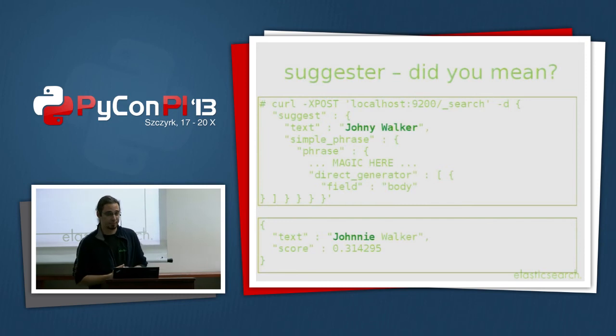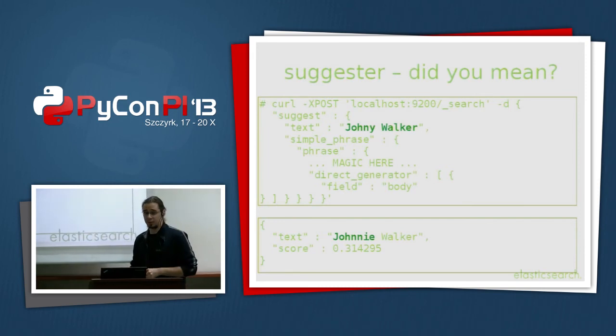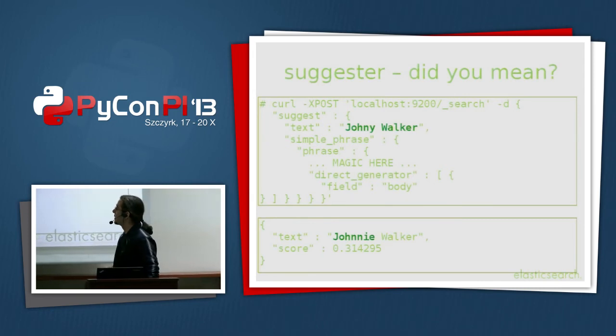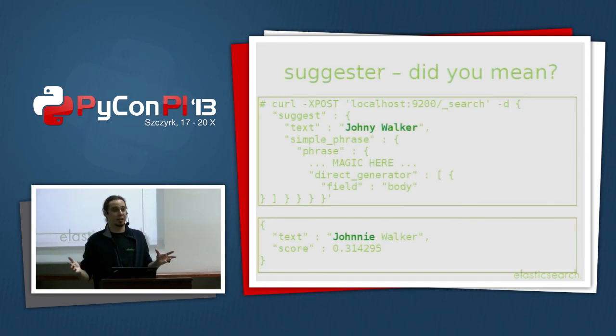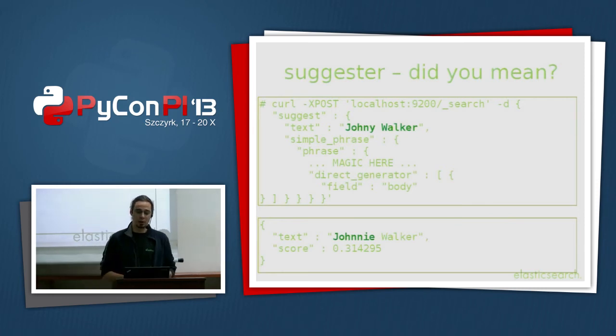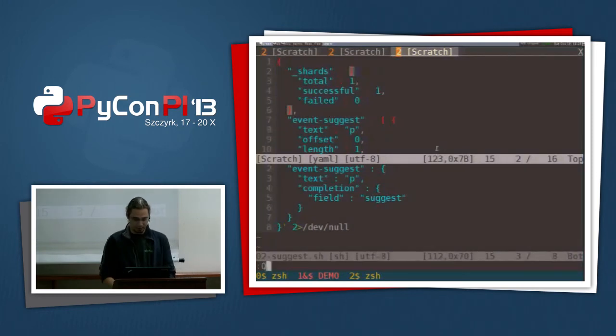Another type of suggester, the did you mean suggester, the spell checker. So what this actually does is, you can search for Johnny Walker, but Johnny Walker is spelled differently if you mean different things. So we built a context-aware suggester that can take this into account.